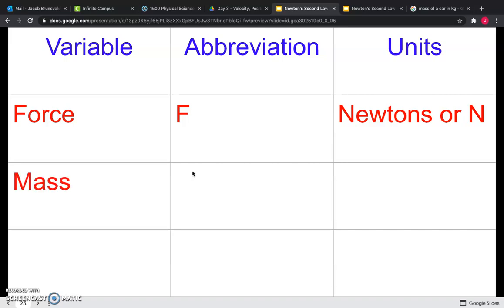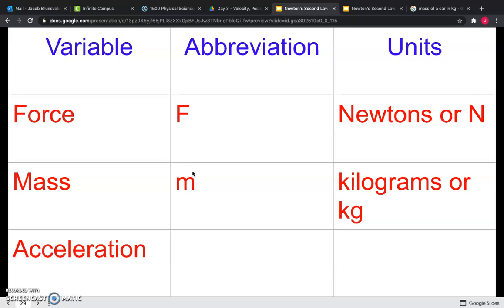Okay, so next up is mass. The abbreviation for mass is a lowercase m, and the units for mass are kilograms, or kg, is how we abbreviate it. This shouldn't be anything new. This should have been something that you've seen before. Last up is acceleration. Acceleration is abbreviated with a lowercase a, and it's measured in units of meters per second squared, or meters per second per second.